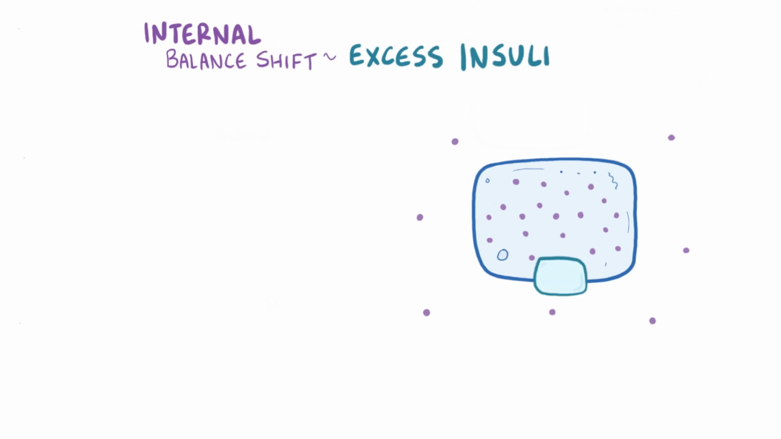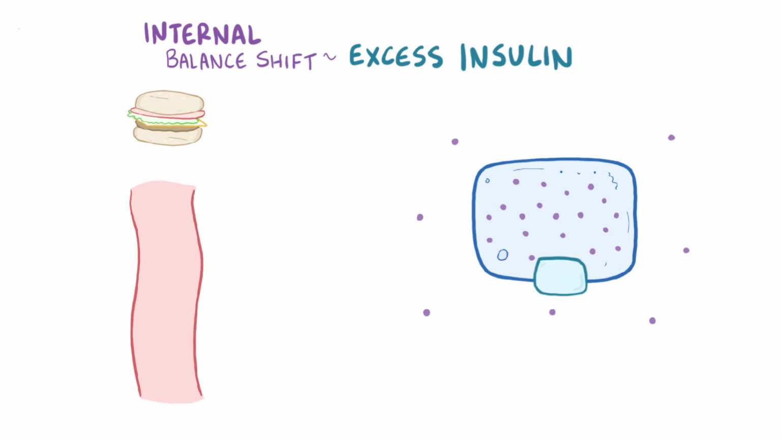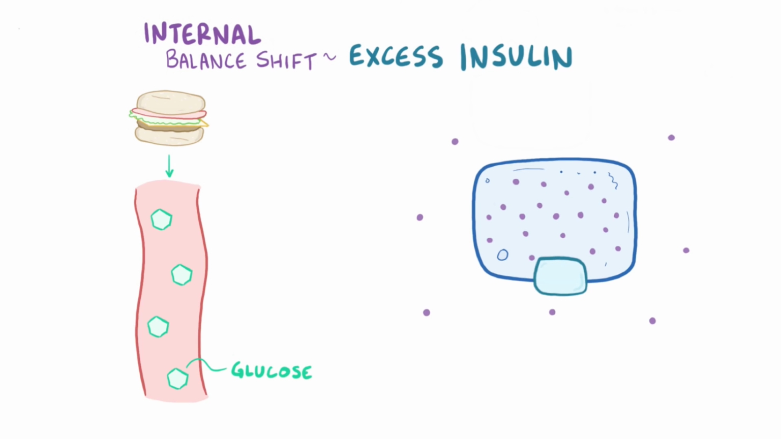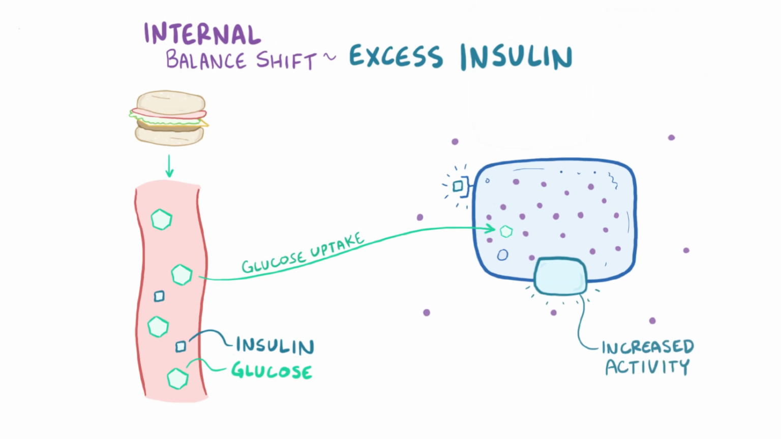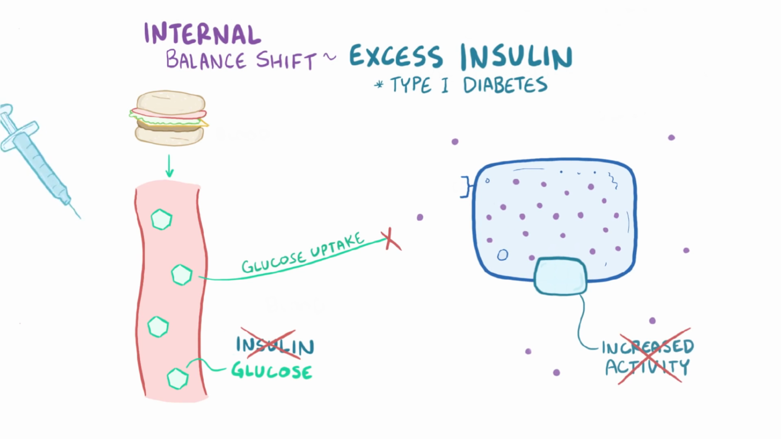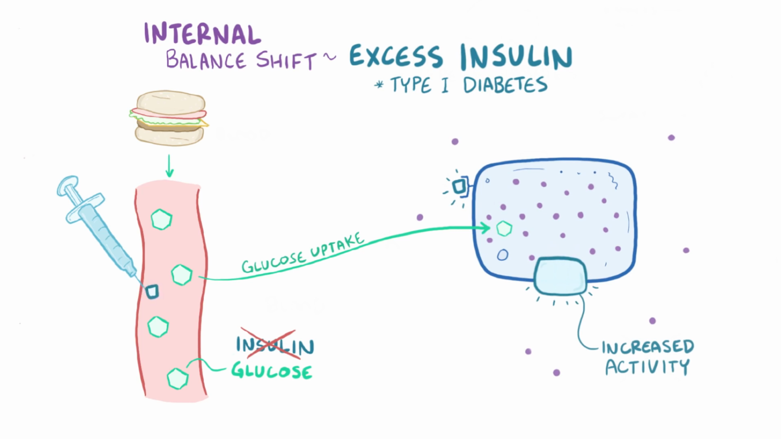One potential cause of an internal potassium balance shift is having excess insulin. This is because after a meal, glucose increases in the blood, and at the same time insulin is released, which binds the cells and stimulates the uptake of that glucose. Insulin also increases the activity of the sodium-potassium pump, which pulls potassium into cells. People with type 1 diabetes don't make enough insulin, and so they use exogenous insulin, meaning an injection or infusion of insulin. In rare cases, insulin overdose can cause enough potassium uptake into cells as to cause hypokalemia.